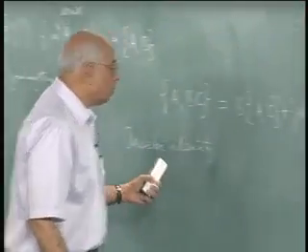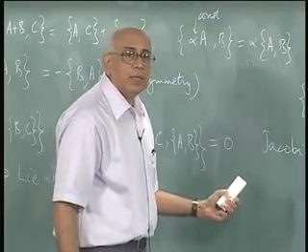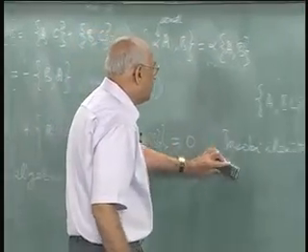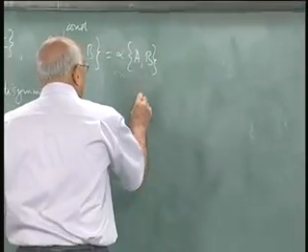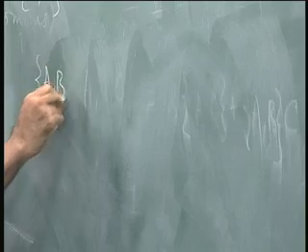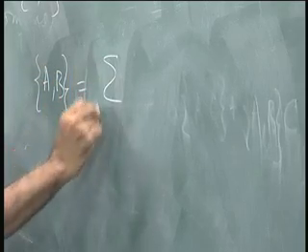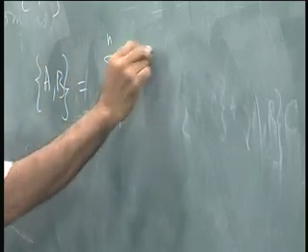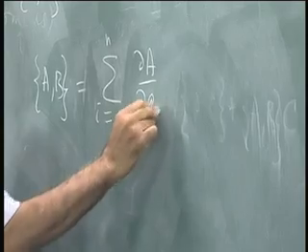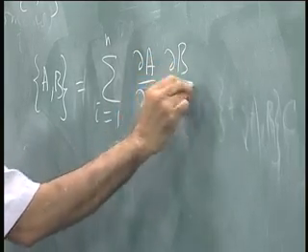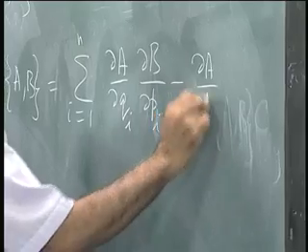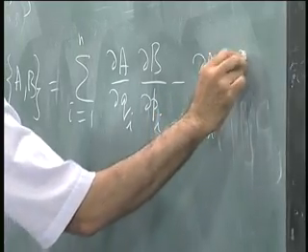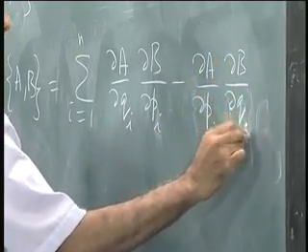Can we say something about the Poisson bracket now? And the answer is yes, because you can now see that what we wrote as {a, b} = summation i equal to 1 to n of (∂a/∂qi)(∂b/∂pi) minus (∂a/∂pi)(∂b/∂qi). This is what the Poisson bracket was by definition.